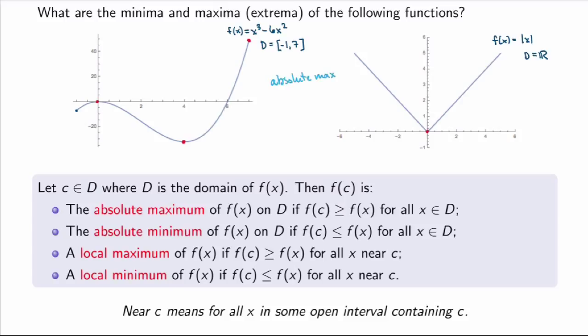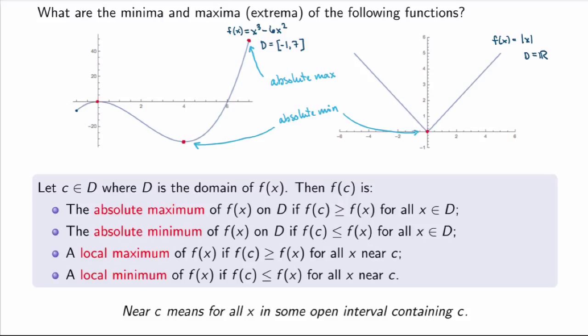So looking back at the examples, what are the absolute max? Well, for the first example, the absolute max here is right at the endpoint, because f of c, the value of the function at this point, is greater or equal than the value of the function everywhere else over the interval, the domain. And in the second example, there was no absolute max because the function just kept increasing. As for the absolute min, in the first example, it was somewhere like here, while in the second example, it was here.